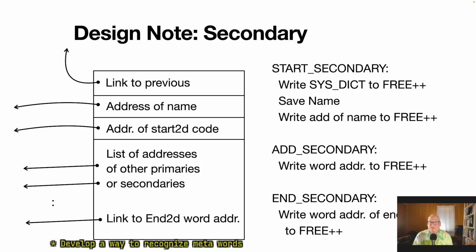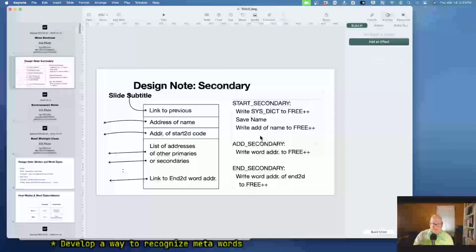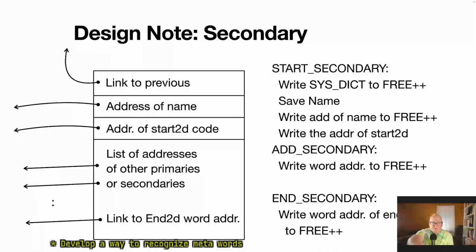the system dictionary, the current system dictionary, to the next free space, which we haven't figured out where that is. Then it's got to save the name and write the address of the name to the free space. And I guess actually then it's got to write the address of start secondary. Okay, so fill in the rest of that header. And then add secondary is just going to add things to that list of addresses. So that's pretty easy. And then finally, end secondary puts the end secondary address on.